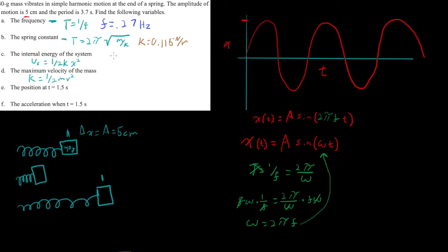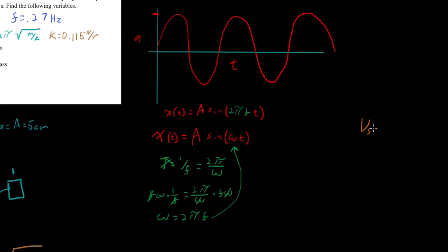So now the internal energy of the system, now that I have k, I can calculate that. I can just plug in my k right here, and then my x squared. This x should be 5 centimeters. Well, what am I going to use for 5 centimeters? I need that to be in meters in order to get the actual internal energy. 5 centimeters would be 0.05 meters. So I can do that over here.